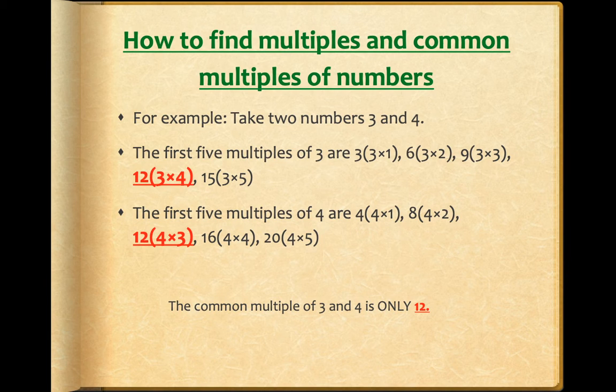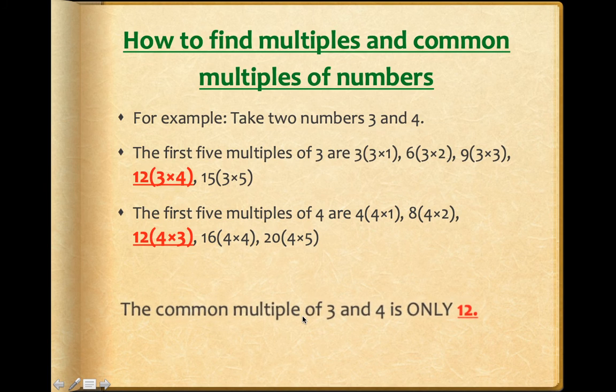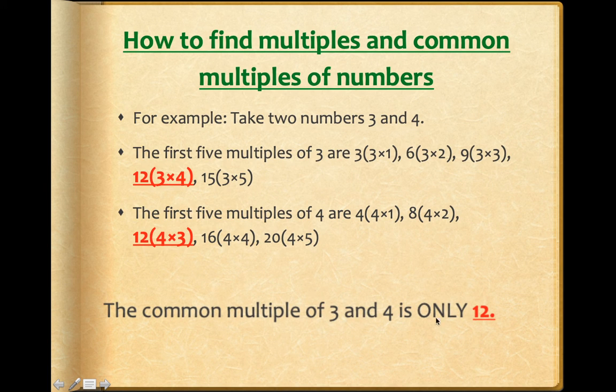Now let's discuss how to find multiples and common multiples of numbers. Here also I have taken two numbers. For example, take two numbers 3 and 4. The first five multiples of 3 are 3, 6, 9, 12, 15. The first five multiples of 4 are 4, 8, 12, 16, 20. In these first five multiples of 3 and 4, the only common multiple of 3 and 4 is 12.